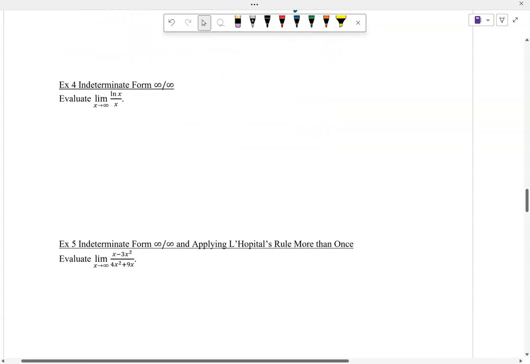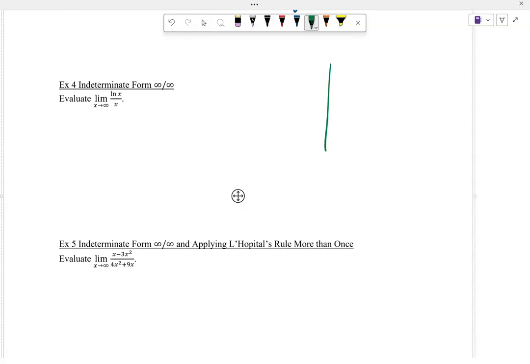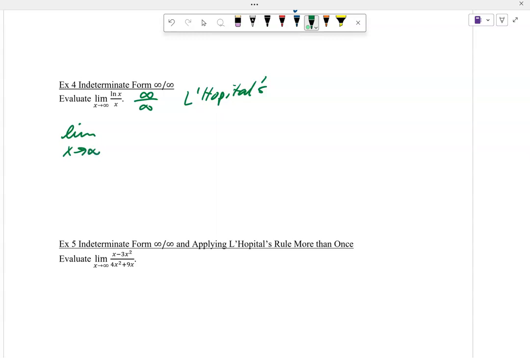Let's do another one here. Notice if I plug in infinity, in other words, as x increases in magnitude, right? Remember the natural log of x is increasing. So this is going to infinity, and y equals x, of course, is also going to infinity. And so we need to use L'Hopital's rule again. So this is indeterminate in form. Let's go ahead and apply L'Hopital's rule.